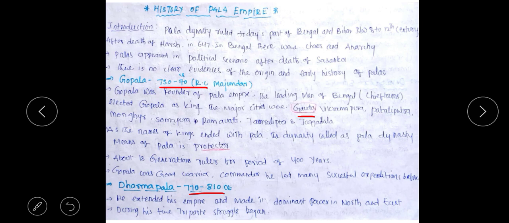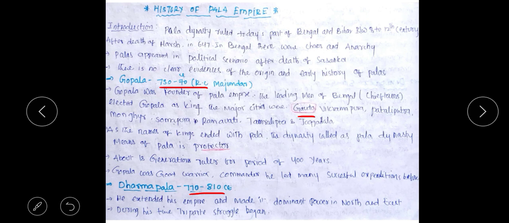Dharmapala was the son and successor of Gopala, and is said to be one of the powerful kings. After his father, he came to the throne and expanded the empire further, adding to whatever Gopala had. He made the Pala Empire a dominant power in the north as well as in East India.